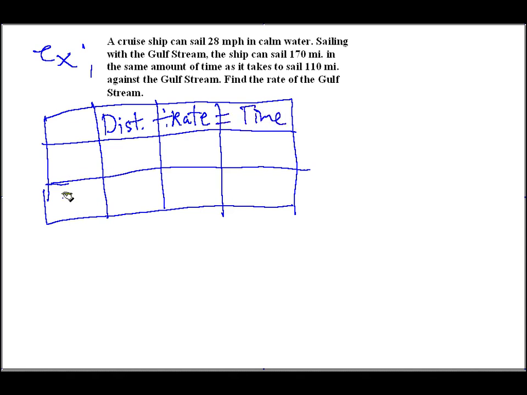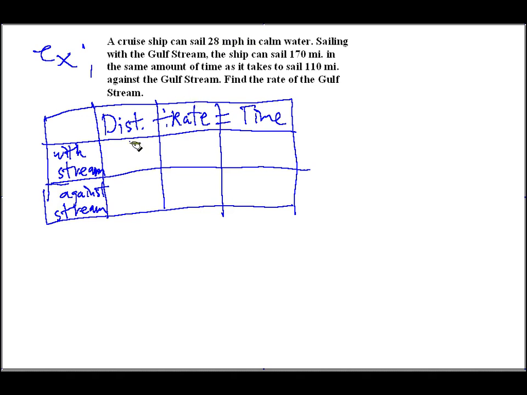All right. What two situations are we comparing here? Well, look: sailing with the current, sailing with the Gulf Stream, and against the Gulf Stream. So let me say with stream, meaning Gulf Stream. So that means with the current, right? And against stream, which is against the current, against the Gulf Stream, all right? So again, it says the cruise ship can sail 28 miles per hour in calm water. So when there's no current, it can go 28 miles per hour, all right?